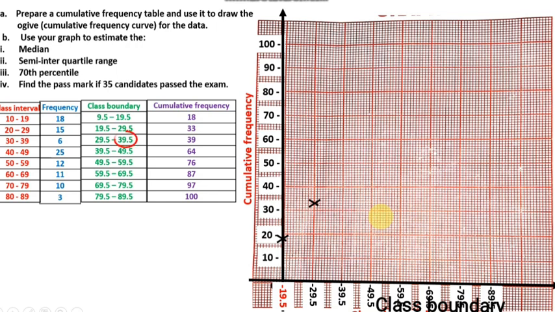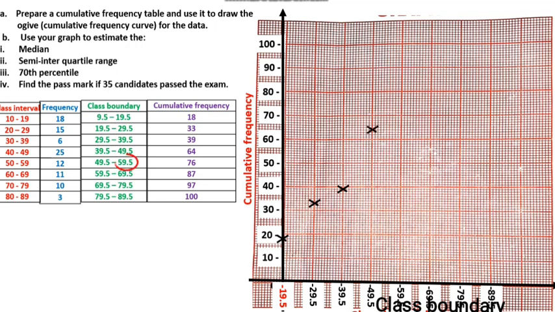Then for 39.5, the cumulative frequency is 39. So we're going to trace that up here. So you trace it here, then put a cross there to mark the point. Okay, for 49.5, the cumulative frequency is 64. Then we're going to trace it out on the graph. So we locate 64 there. Then we put a cross on that also.